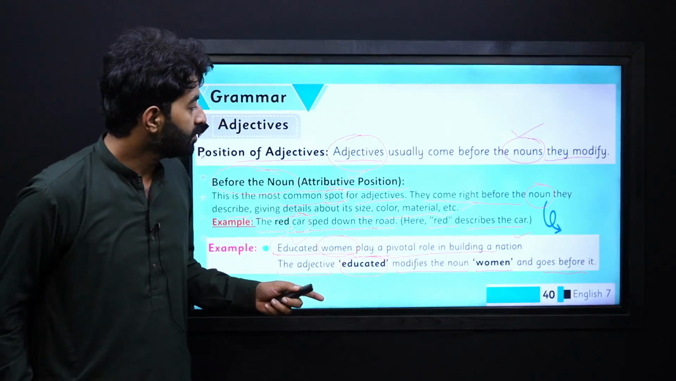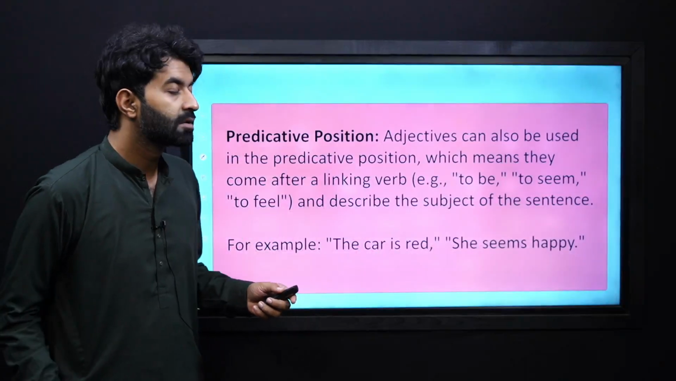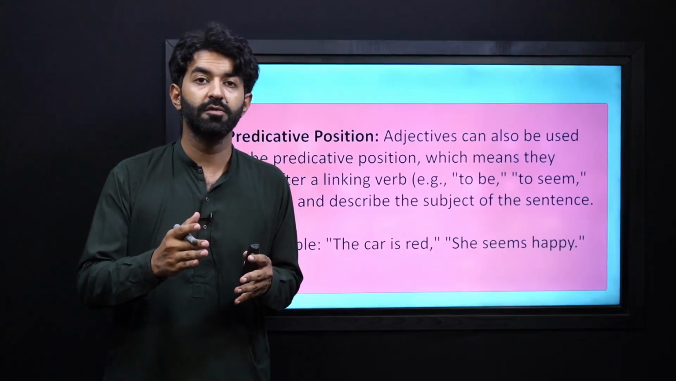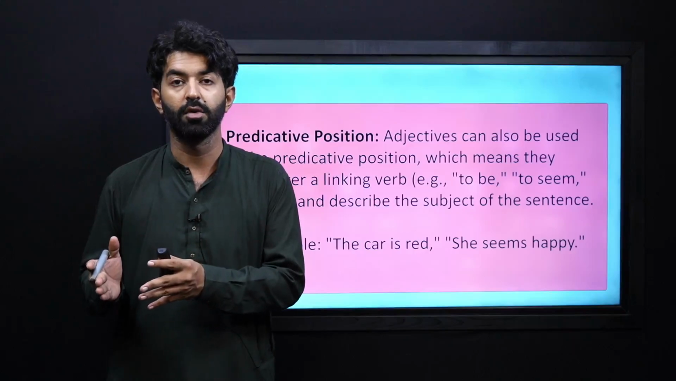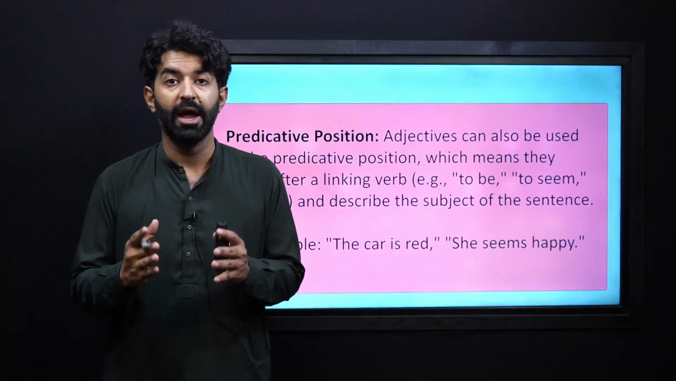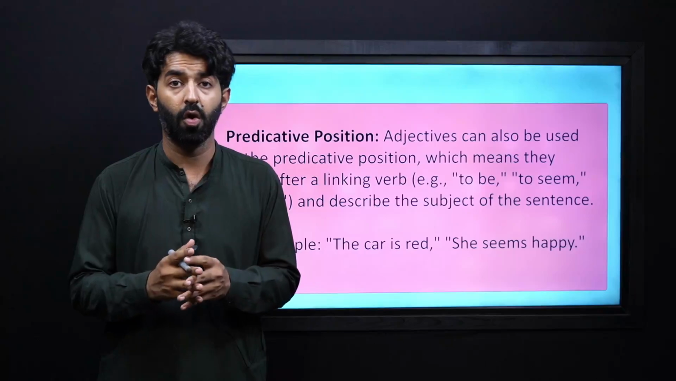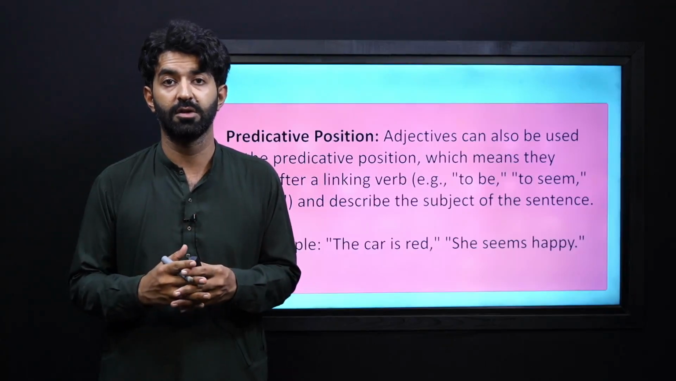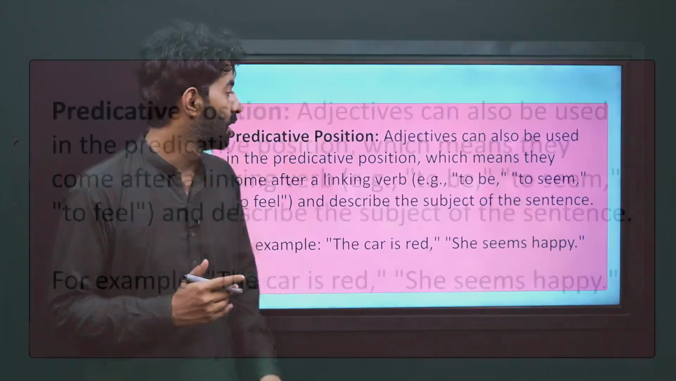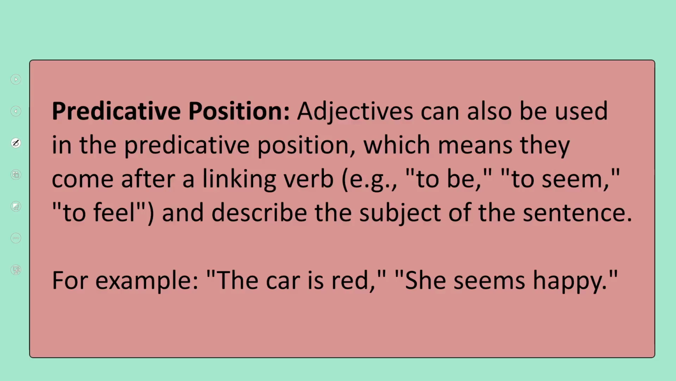Now, after this, you can see that in a lot of different sentences, the adjectives are also coming after your noun, and they are also describing your nouns, but they are coming after the noun, and such kind of adjectives are called predicative adjectives, or this position is called the predicative position of the adjective. Adjectives can also be used in the predicative position, which means they come after a linking verb.